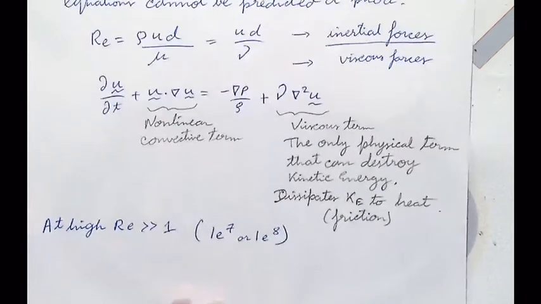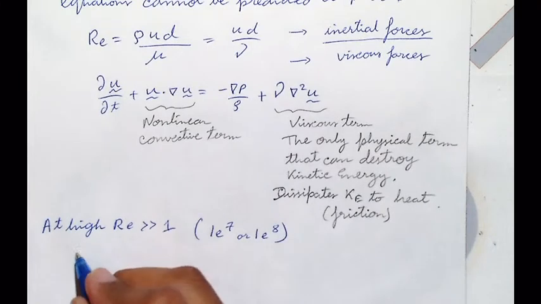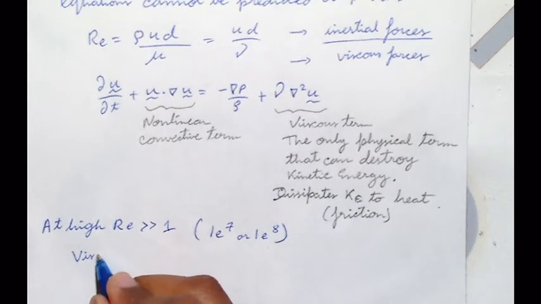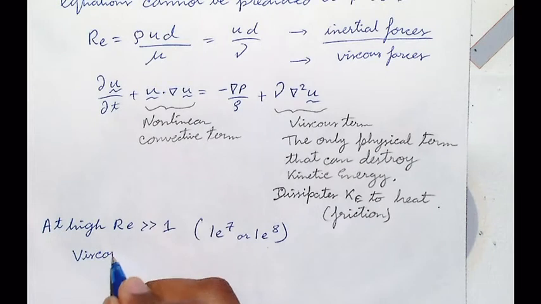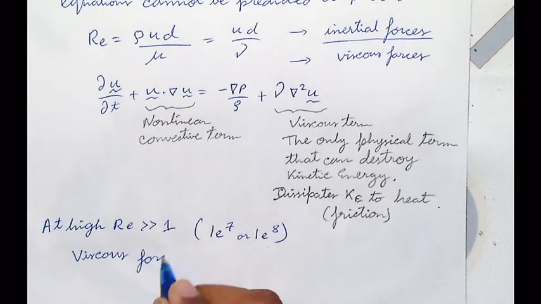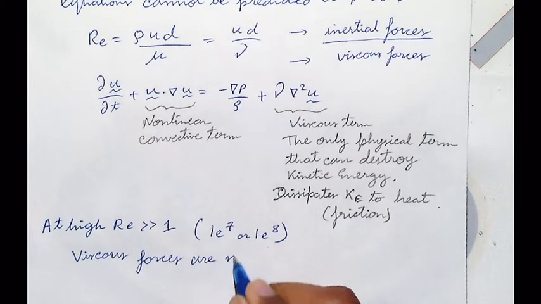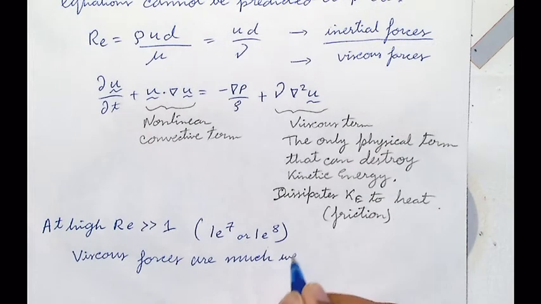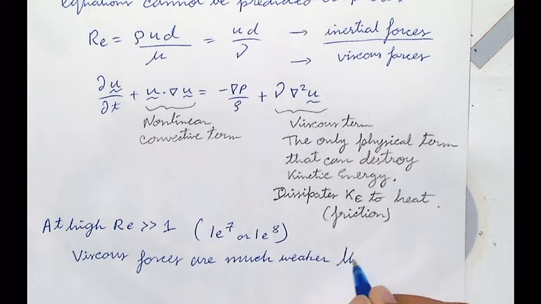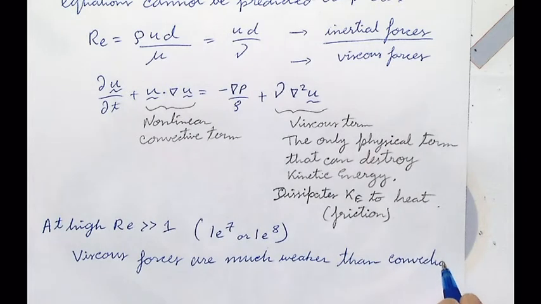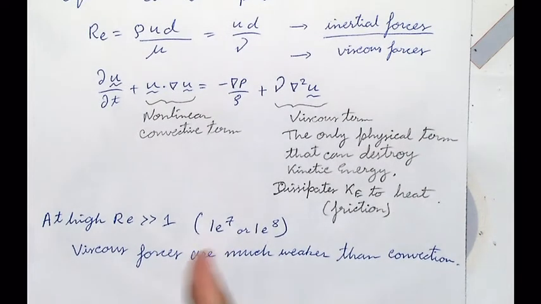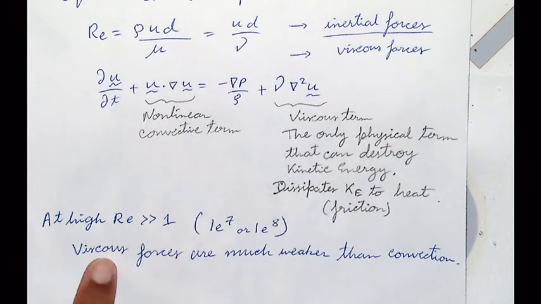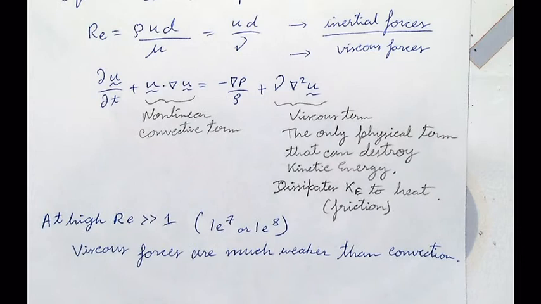This is telling us that viscous forces are much weaker than convection. Okay, and if we go by the ratio, this is just saying viscous forces are 1E-7 times the convective inertial forces. Okay.